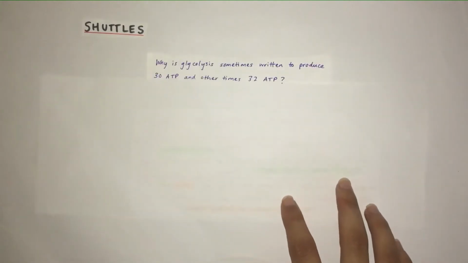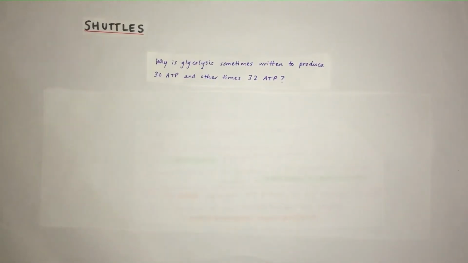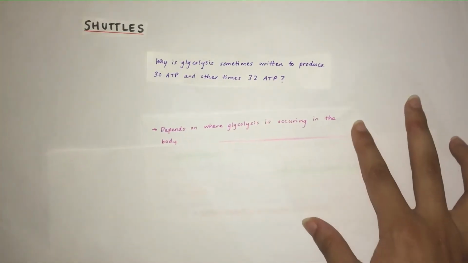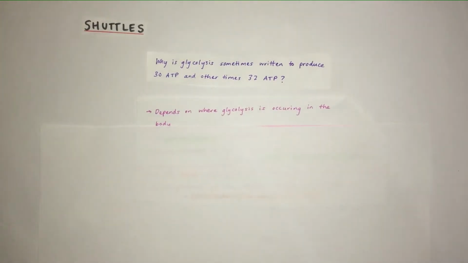In this video, I'm going to go through shuttles, which are important in biological chemistry because they move around the byproducts of metabolic pathways. And the purpose of going through them is to hopefully help answer this question. Why is glycolysis sometimes written to produce 30 ATP and other times 32 ATP? Well, it depends on where glycolysis is occurring in the body.